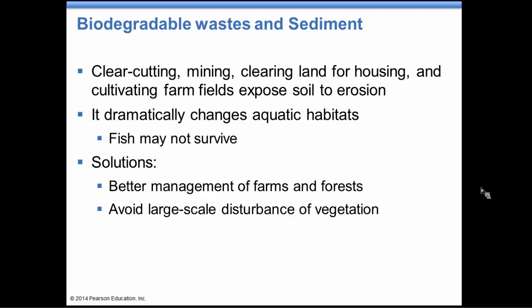It can decrease the depth of a river. Solutions to this are better management of farms and forests. We want to avoid large-scale disturbance of vegetation, decrease erosion, and use better land management practices.